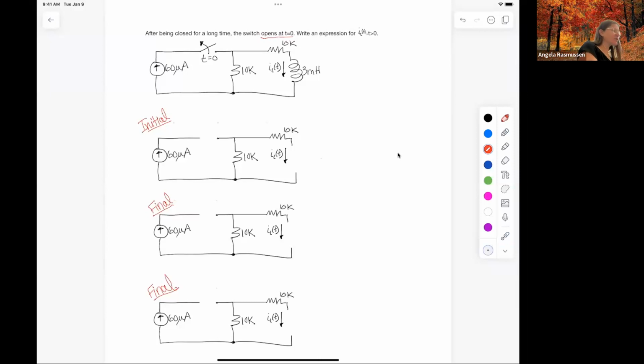All right, so for the initial, what's your switch going to do? Stay closed. Okay, so for the initial, we closed. And then what do we do with the inductor? Closed. Okay. So again, I like to put this on the ground. And then I'm going to call this Vx. Currents go out from there, so minus 60 micro, Vx over 10K, Vx over 10K. And I can solve this for Vx.